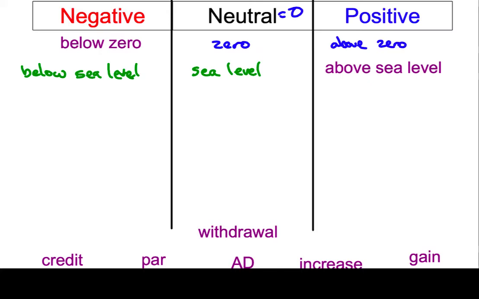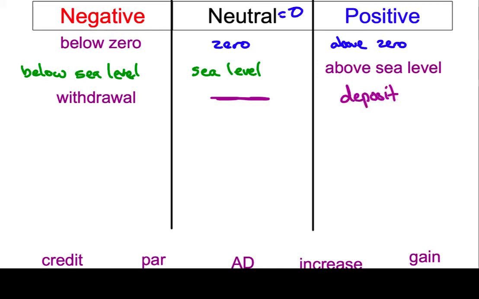Next, we have withdrawal, and this one's a tricky one. Withdrawal is going to be a negative number. It means you're taking money out of your account. Okay. In this case, there's not really a neutral version of this one, but the opposite, a positive, is going to be deposit. So putting money into an account, that means I'm depositing that money into the account. Okay. Withdraw is taking money out. Deposit is putting money in.